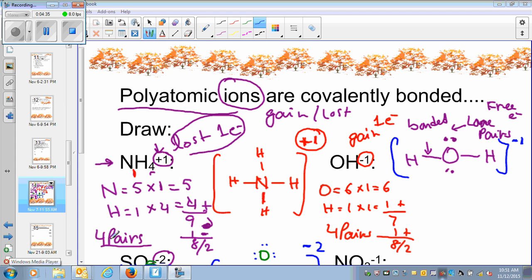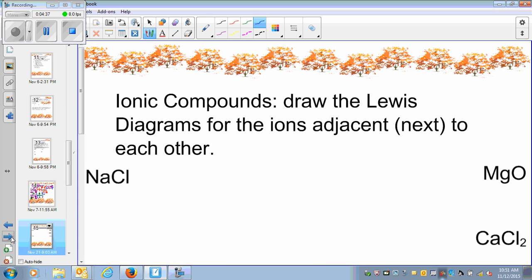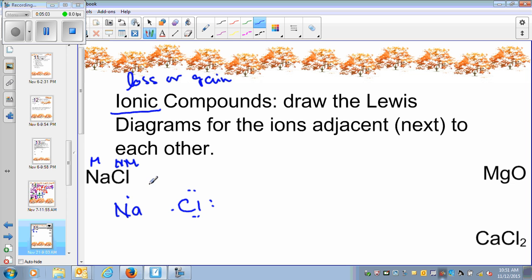Next thing we want to talk about is the dot diagram of ionic compounds. Ionic compounds are formed by the loss or gain of electrons. Somebody is losing, somebody is gaining. Of course the metal is going to lose, and the non-metal is going to gain. Sodium has one valence electron, chlorine has 7 valence electrons. This is a sodium atom and this is the chlorine atom.